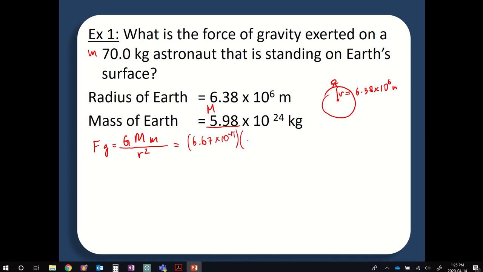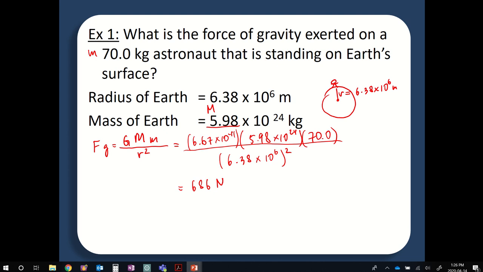Okay, our capital M is 5.98 times 10 to the 24. Again, this is also on your formula sheet. And the mass of the person is 70 kilograms. This over the radius, 6.38 times 10 to the 6th, squared. All right, so when you do the calculation here, you will get a value of 686 newtons. So that would be the attractive force of the person standing on the surface of the Earth.